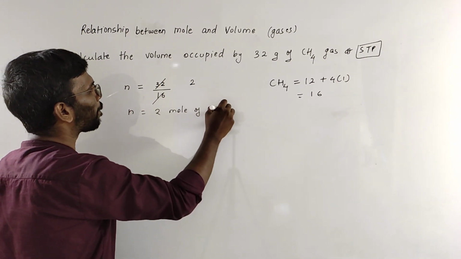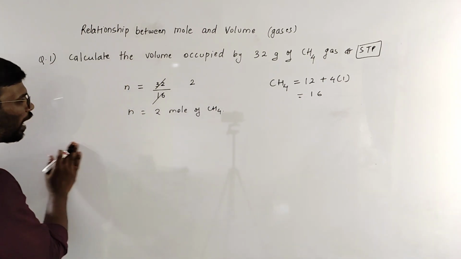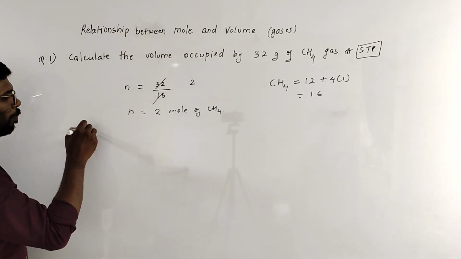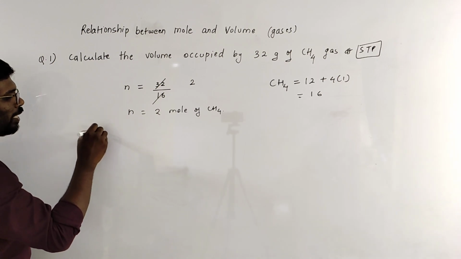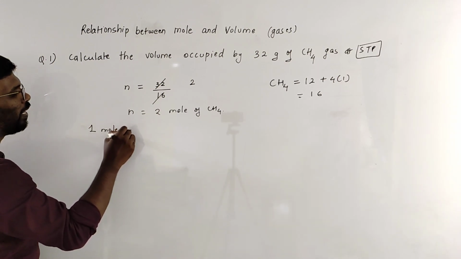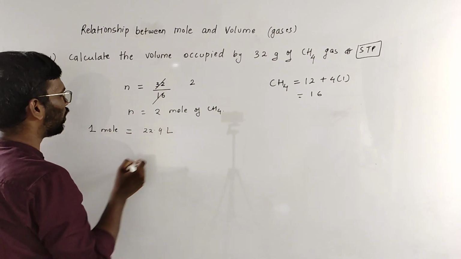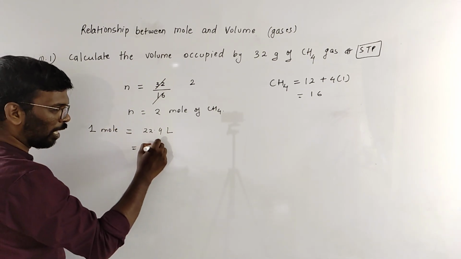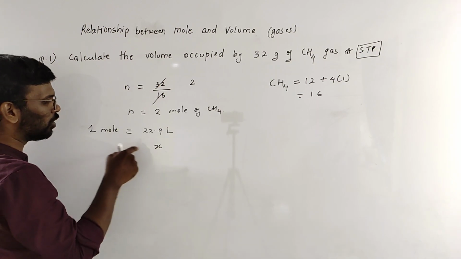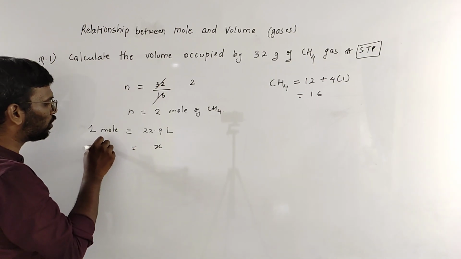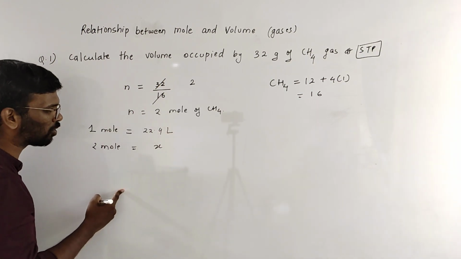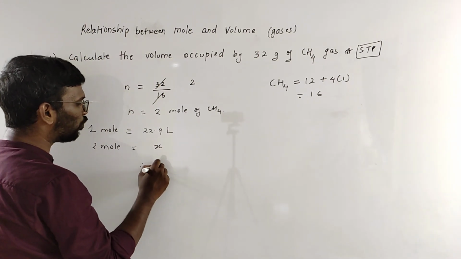So I know that the volume occupied by 1 mole of any gas is 22.4 liter. What is the volume? I'll put this X over here. What is the volume occupied by 2 moles? Obviously it should be twice of it. Therefore X will be equal to what?